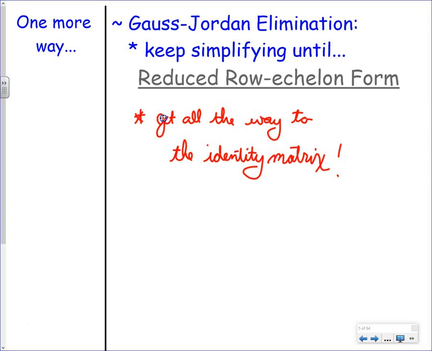Meaning, don't just stop with the ones and the zeros below. Get the ones and the zeros above. Don't just stop with the ones and zeros below. Get zeros above also.